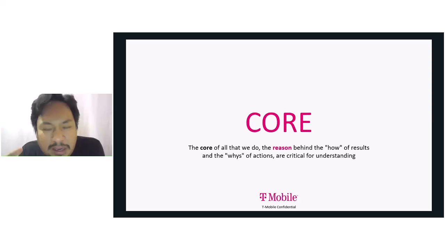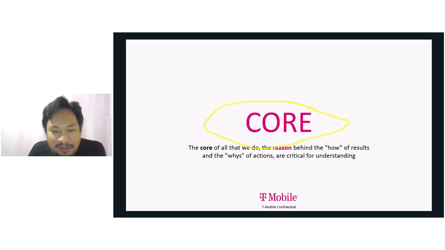In billing, in T-Mobile, once you understand how the math works, how the system works, the reason why it's showing what is showing. Once you understand the core, kahit paano mo pagbalibalik na rin yung bill, maiintindihan mo siya. So that's how I want us to learn for today.